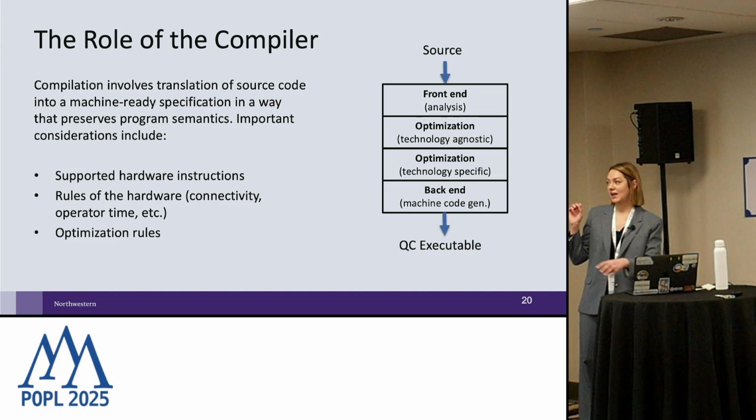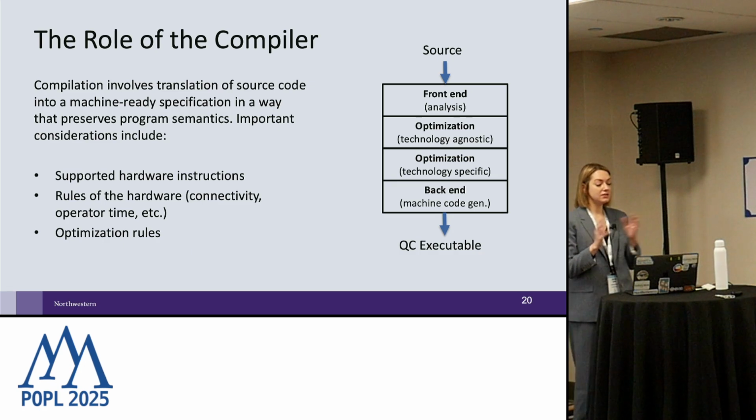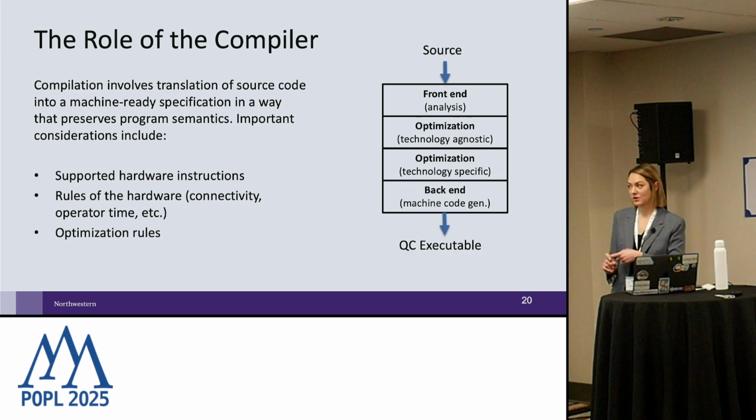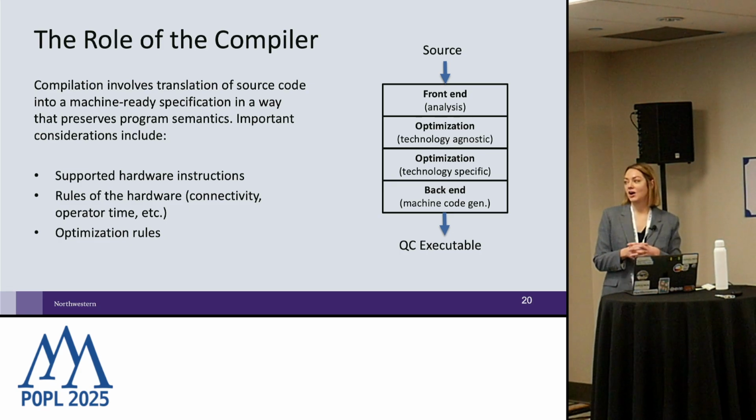So we can take a piece of source code, an idea, a concept, an algorithm, and then through this transformation, we can make a quantum executable that is in the representation that includes the supported hardware instructions, the rules of the hardware, and any optimization rules that we want to take into consideration. So things that might be particular for a piece of hardware, maybe we have a missing link or a dead qubit, we can take that all into consideration in the rule set that the compiler uses.